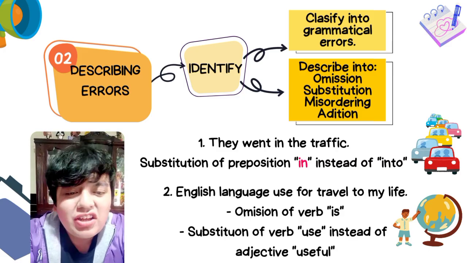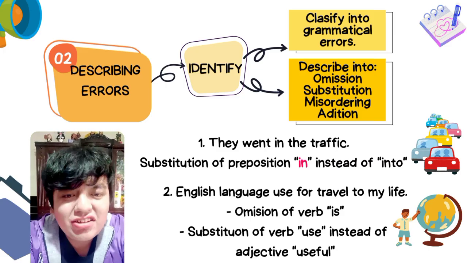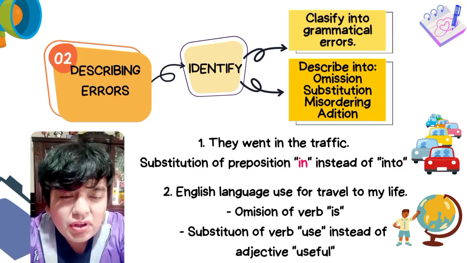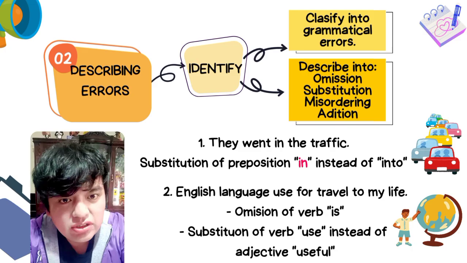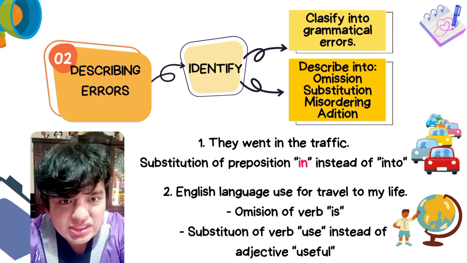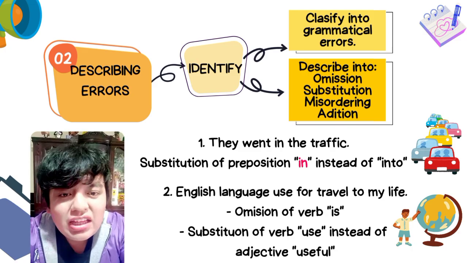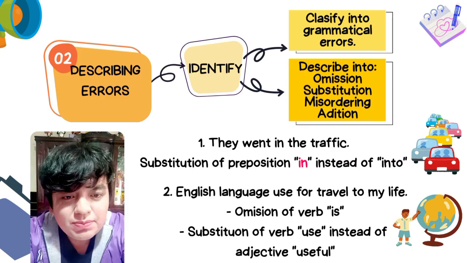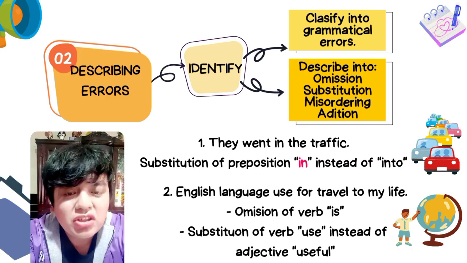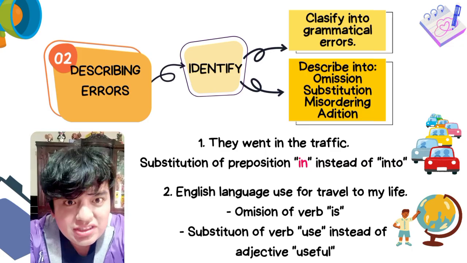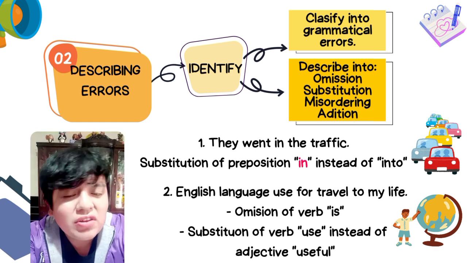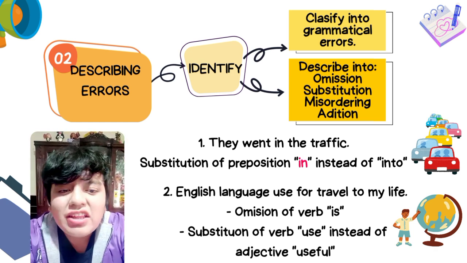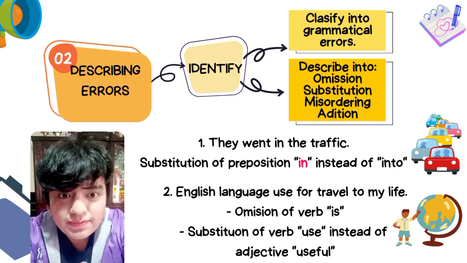In the examples, the error in the first is probably the substitution of "in" instead of "into." And the second has the omission of the verb "is," the substitution of the verb "use" instead of the adjective "useful," and the misordering of the words in the sentence.